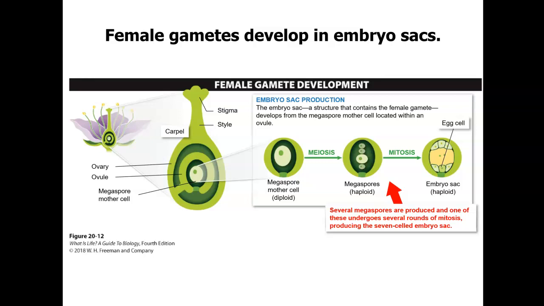And change over. As it goes through meiosis, it's going to create megaspores. They become haploid. Then they go through mitosis, and you have an embryonic sac with haploid cells inside. And you see that one egg cell that's going to be down there, that different color green towards the bottom. So you're going to end up with several megaspores that are going to be produced. One of these is going to undergo several rounds of mitosis, and it's going to produce the 7-cell embryo sac.